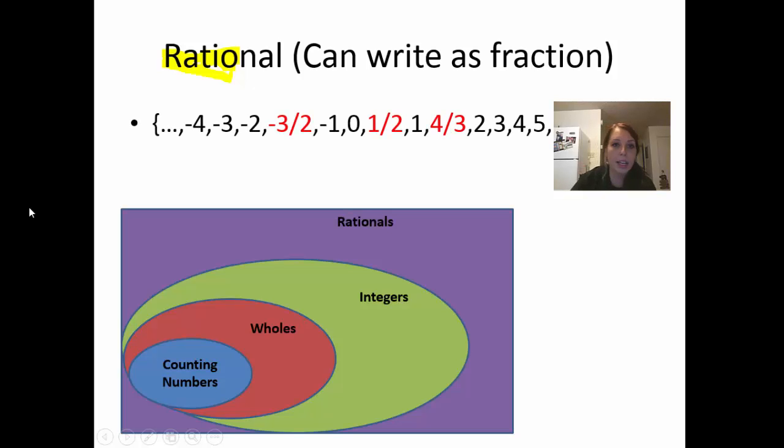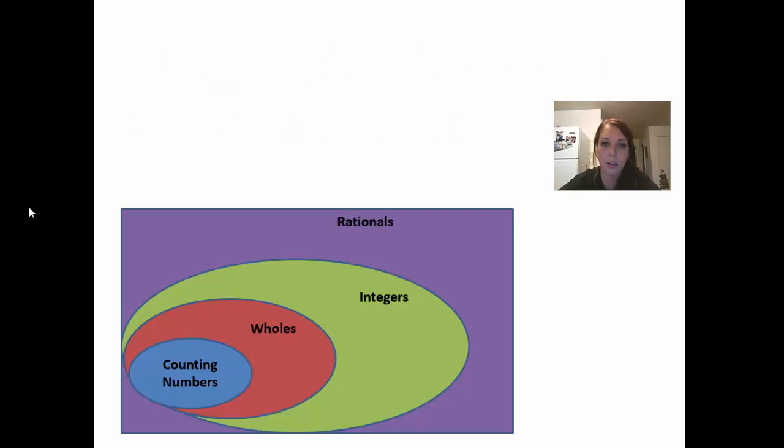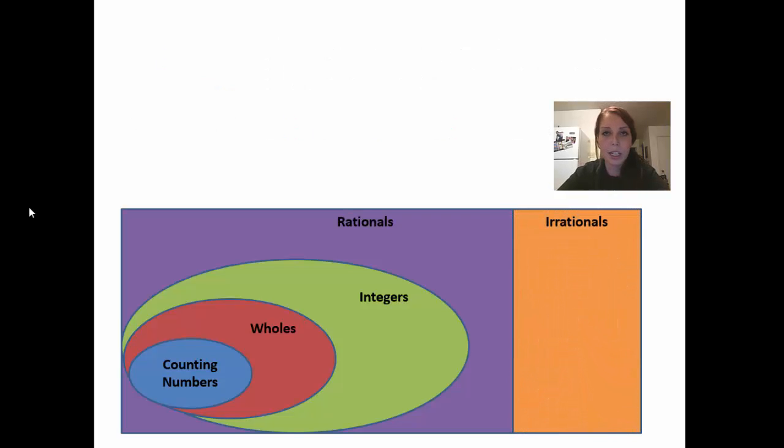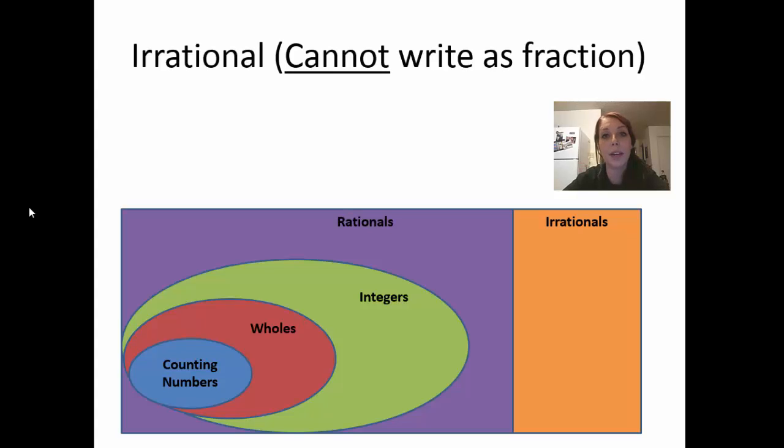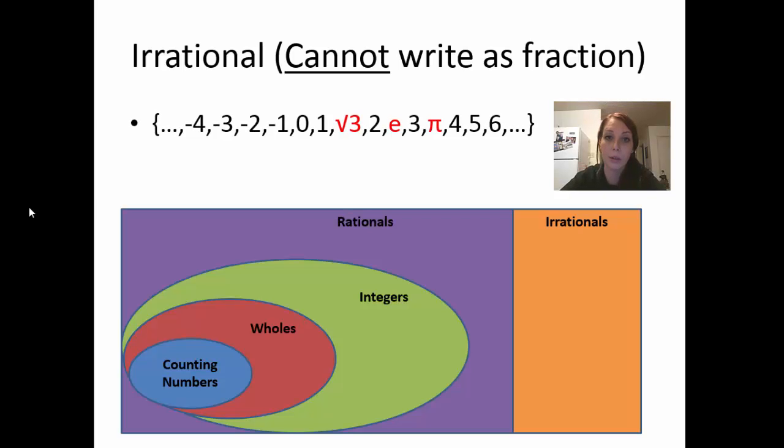Some examples we've got here are -3/2. Rational, we have to have the opposite also, which is irrational. An irrational number is one that you cannot write as a fraction. It is a non-repeating decimal. So some examples are going to be the square root of 3 and pi.